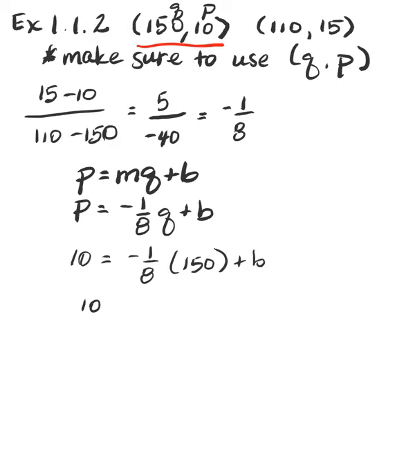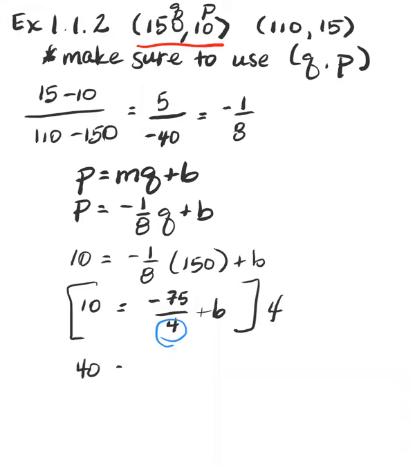So this turns into 10. This simplifies into negative 75 over 4 plus B. Okay, so if you're not one that likes to add and subtract fractions, you're not really good at doing it on your calculator. Some people are really good at that. Another way that I teach students is to get rid of the fractions because nobody likes working with fractions. So we're going to take the bottom of this and we're going to multiply the whole equation by 4. So I'm going to get 40 equals negative 75 plus 4b.